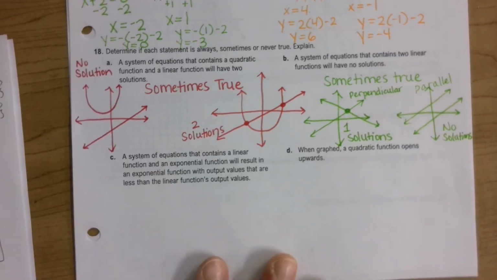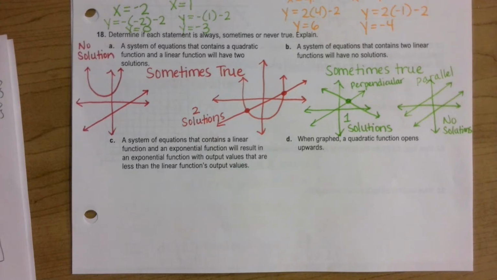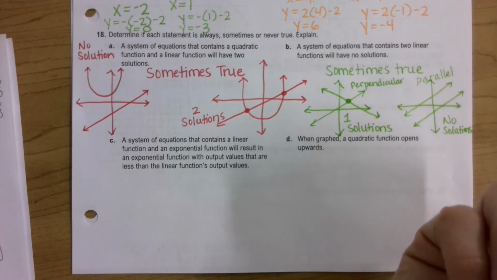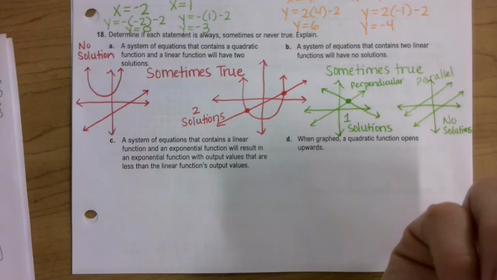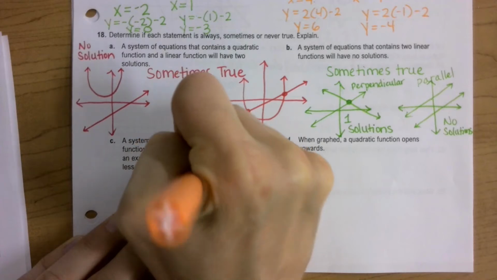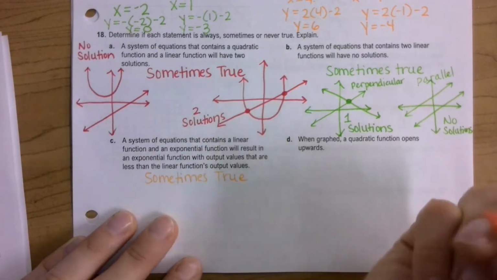C, a system of equations that contains a linear function and an exponential function will result in an exponential function with output values that are less than the linear function's output values. So again, this I would say is sometimes true, because at first the exponential function's output values are going to be less because it starts off slower, but then eventually it will always surpass the linear function. So sometimes true because at first it will be less.